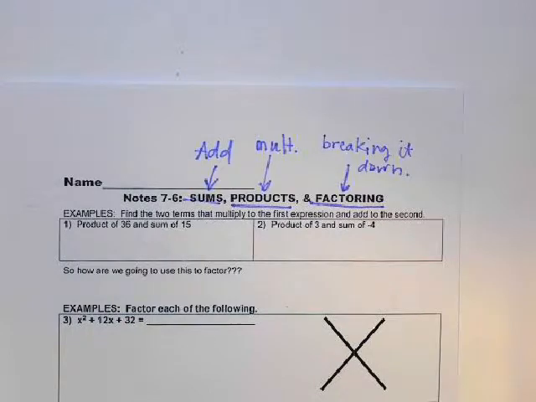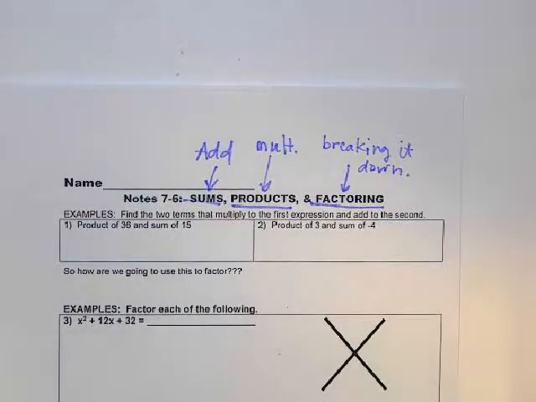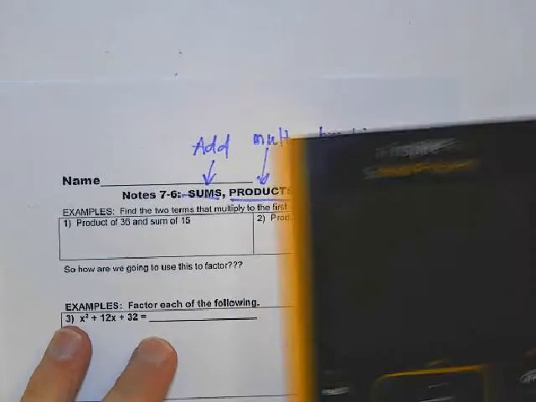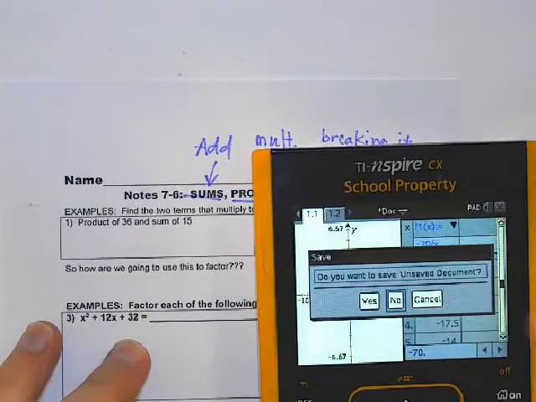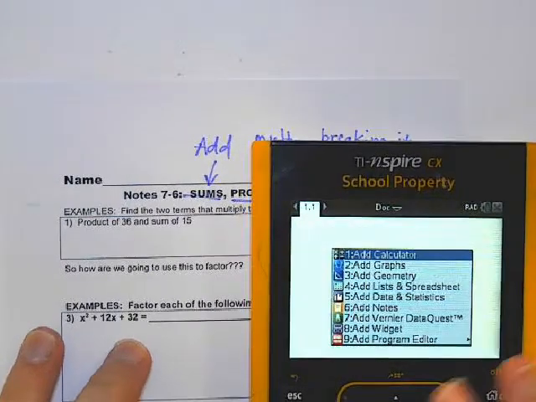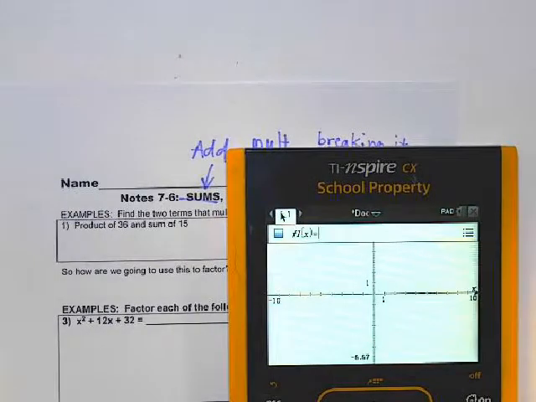Okay. It says find the two terms that multiply to the first expression and add to get the second. This is just like what we were doing before lunch. If I want the product of 36 and the sum of 15, we go to our calculator and graph.